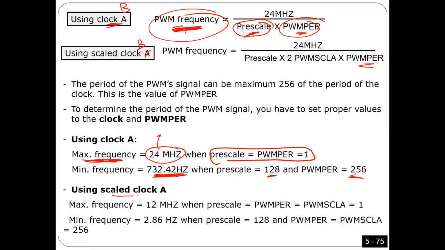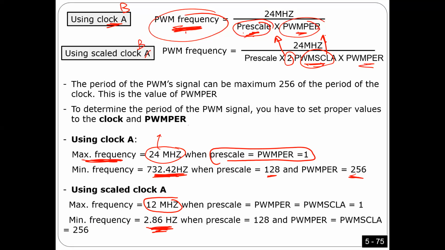Same thing for scaled clock A, I'm going to do the same thing. But look here, my maximum is 12 instead of 24. Also, my minimum is only 2 hertz. It's much lower. You know why it's much lower? Because here I divide by 2. It was not here. I divide also by 256. So I divide by more numbers. That's why it's lower.